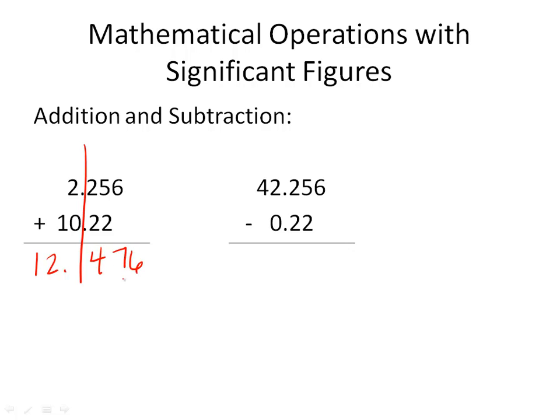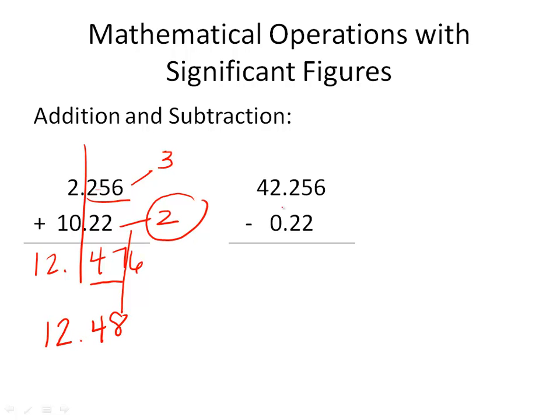12.476. However, how many figures are to the right of the decimal point in 2.256? There are 3. How many are to the right of the decimal point in 10.22? There are 2. So that means our answer can only have 2 digits to the right of the decimal point, which means I can only have my 4 and my 7. So I'm going to look to the right of my 7, there's a 6. Because that 6 is greater than 5, I'm going to round up. So my answer with the correct number of sig figs would be 12.48.